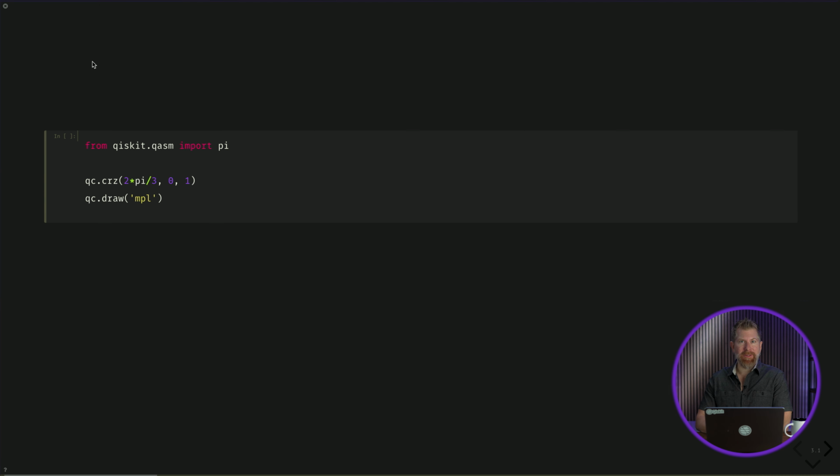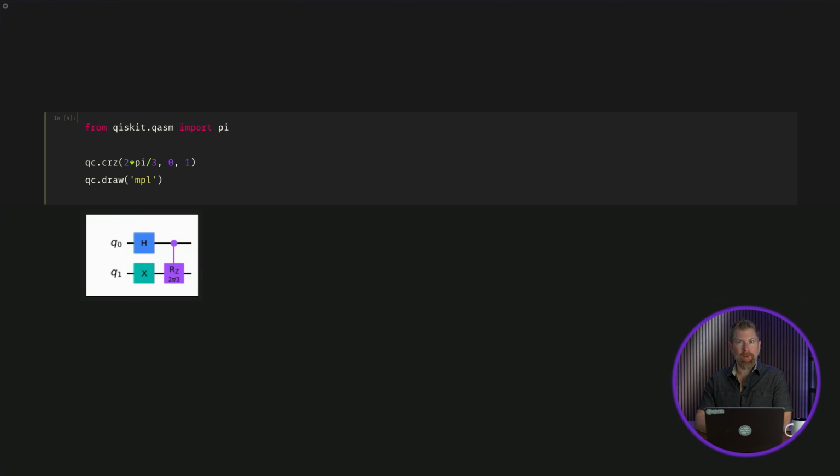To show the effect of phase kickback, we now apply a controlled rotation to qubit 1. Using a controlled RZ, we apply an angle of 2π/3 between qubit 0 and 1. Let's plot what this looks like. On its own, the Z rotation does nothing to the 1 state because qubit 1 is already in the eigenstate of the RZ gate. This is because the gate applies a global phase that is unobservable on its own.